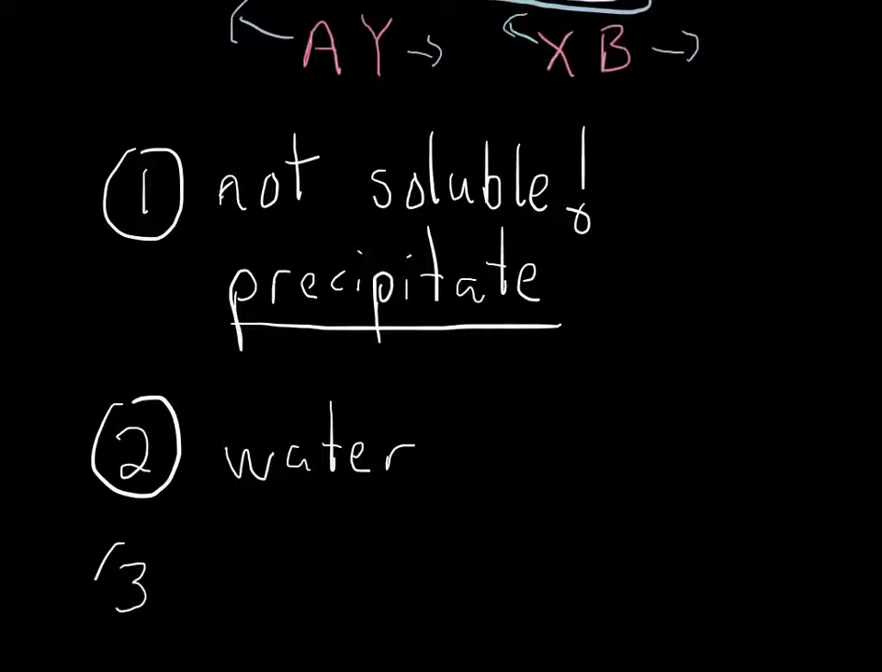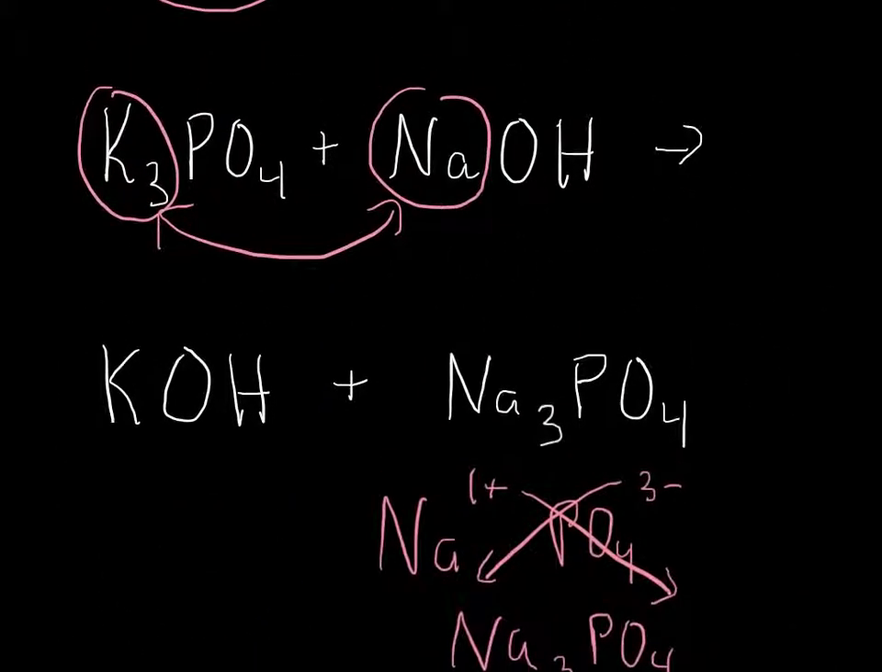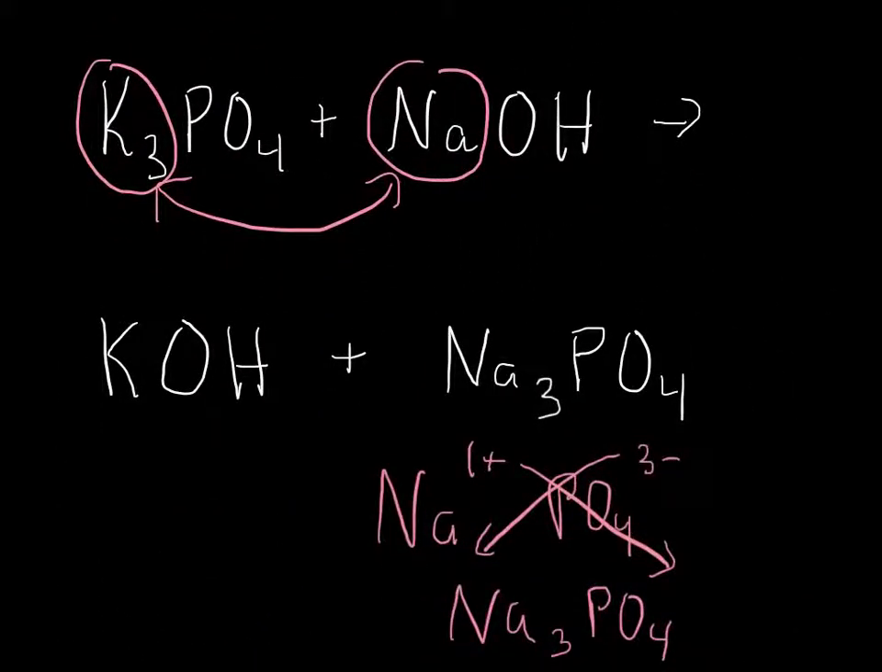And the third way that you can get out of that solution is that if you form a gas of some sort, and then you will bubble away out of the solution. So let's go back to the example of this type of reaction that we did, and that's with my potassium phosphate and sodium hydroxide. So I need to look at my solubility rules to accomplish this type of reaction.